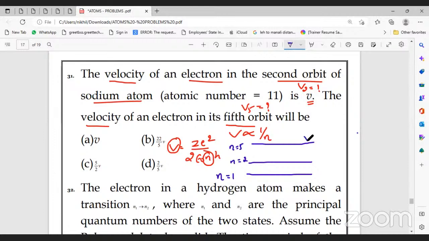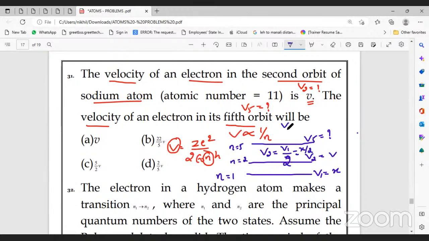Now you are asked to find the fifth orbit velocity. They have given V2, that is V. We don't know what V1 is, let it be X. But we want the answer in terms of V. How to write the velocity of the second orbit? V is inversely proportional to N. So for V2, you can take it as the velocity of the first orbit divided by N. Here N is 2 and V1 is X, so X by 2.